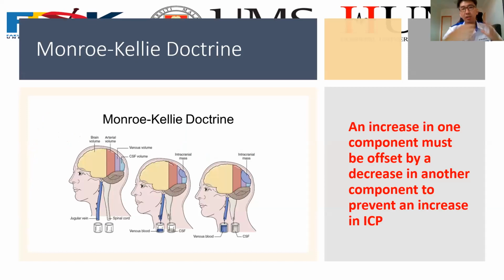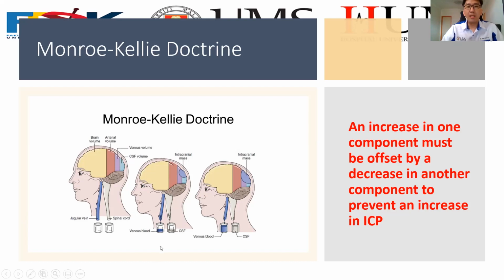Now I'm going to talk to you regarding our famous doctrine called the Monro-Kellie doctrine. We mentioned earlier that our brain is a rigid compartment composed of brain parenchyma, about 80%, blood volume, about 10 to 15%, and CSF, about 5%. Remember there's a foramen magnum down there, which serves as our escape route for the blood, CSF, and also the brain parenchyma.